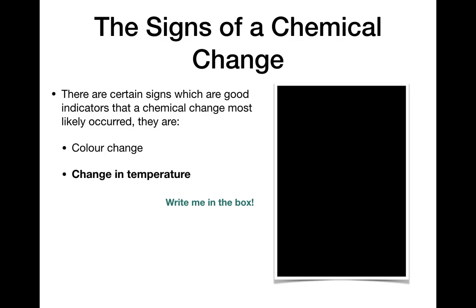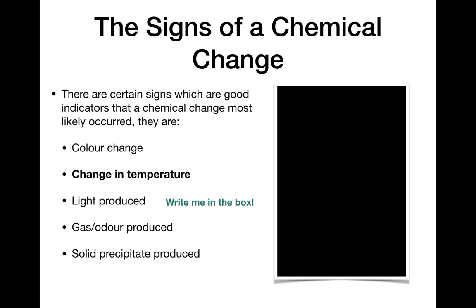A change in temperature. Now this one is bolded because we're focusing on energy in this. So change in temperature is a really good sign of a chemical reaction. Either temperature has increased or decreased. Some sort of change means a chemical reaction definitely happened. If there's light produced, sign of chemical reaction, chemical change. If there's gas or an odor produced, sometimes you can see bubbles of gas. Sometimes you can't see that. You can smell an odor. It's also a form of gas.